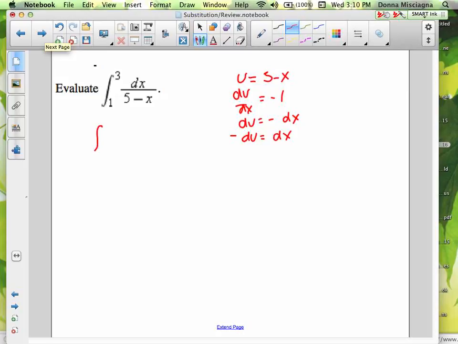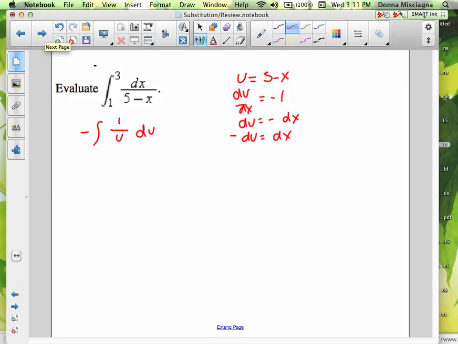So we have from 3, oops. But if I'm substituting back, I should leave those limits off. When you're substituting back, don't put those limits back. Just leave them off, or change them, one or the other. So it would be negative 1 over u du.